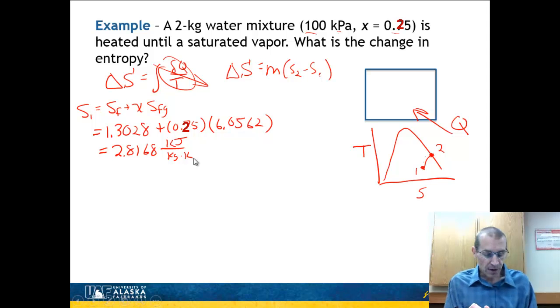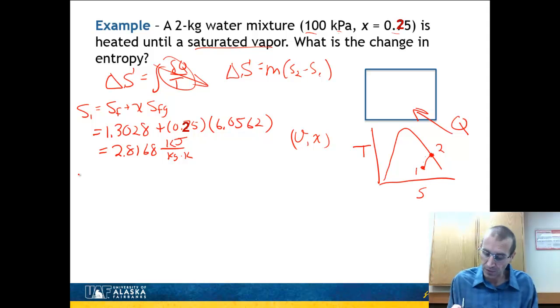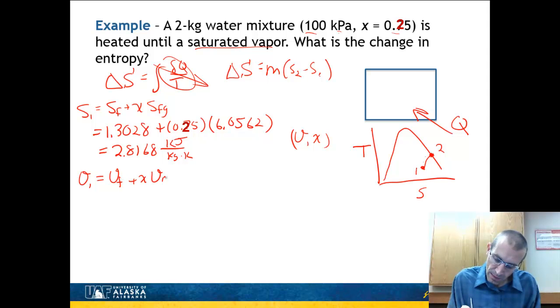All right. So now I need to find out what is S2. What I know at the final state is that it's a saturated vapor, but it's at constant volume, so I also know that the volume didn't change. So my pair of intensive variables now is going to be V and X. I know both of those. So let's go ahead and find out what V1 is in a similar way. I've got VF plus X VFG.